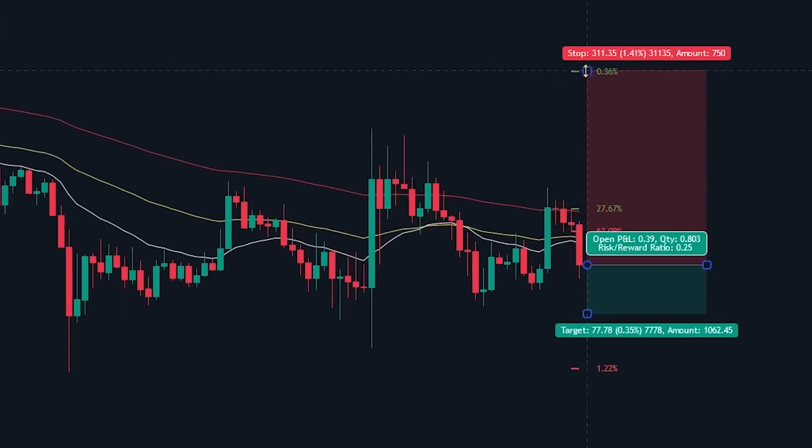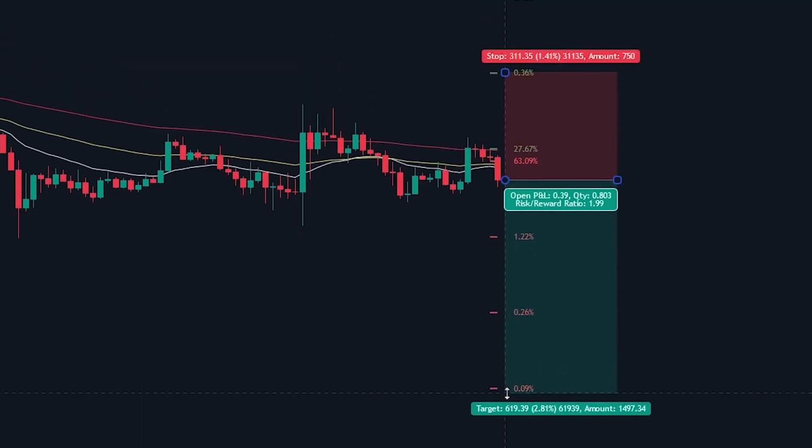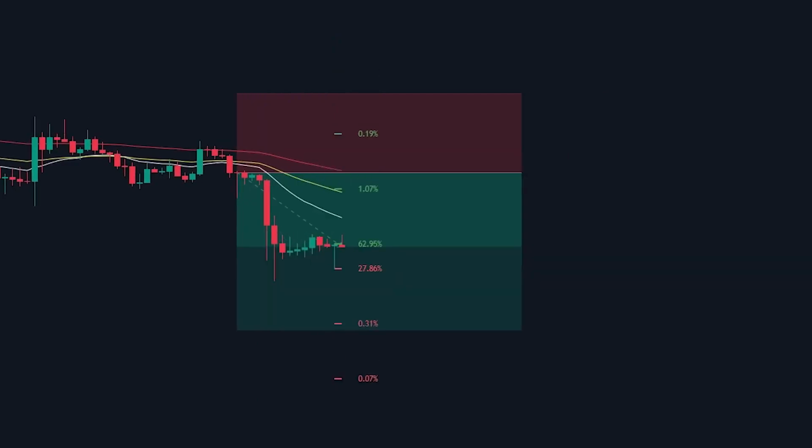For the take profit, we will be targeting a 2 times risk to reward ratio. Now let's see how the trade plays out.